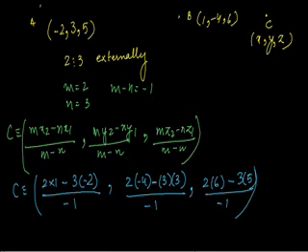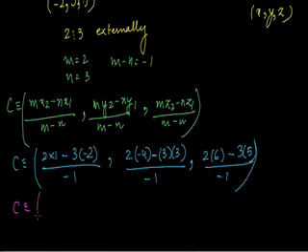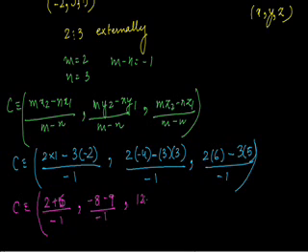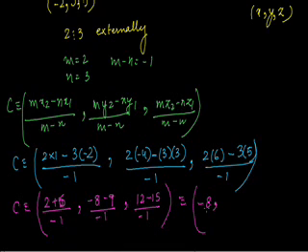Now when we solve it further, what we get is C equals (2 plus 6) upon minus 1, comma (minus 8 minus 9) upon minus 1, comma (12 minus 15) upon minus 1. When we solve it further, 2 plus 6 is 8, 8 upon minus 1 is minus 8; minus 8 minus 9 is minus 17, minus 17 upon minus 1 is 17, comma, that is 12 minus 15 is minus 3, so minus 3 upon minus 1 is 3.